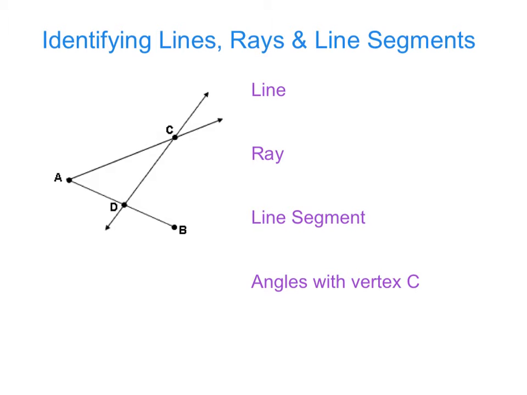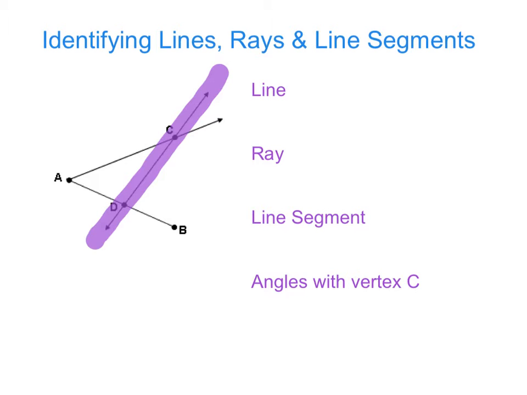Identifying lines, rays, and line segments. First, you need to identify a line in this picture. Remember that lines extend forever in both directions. If you look at this figure, there is only one part of this that goes on forever in both directions. You can see that by the arrows on both ends.